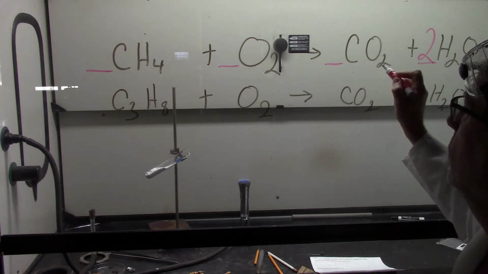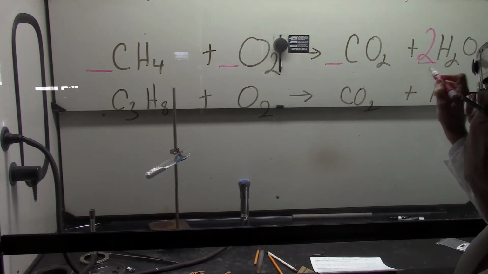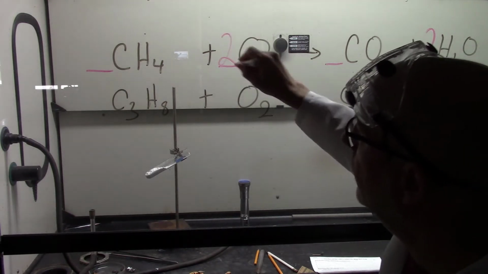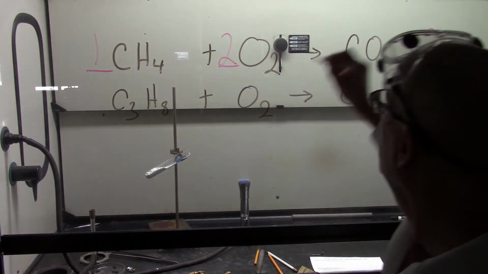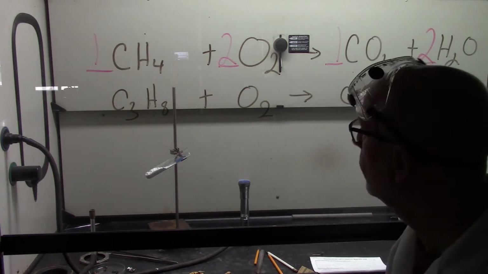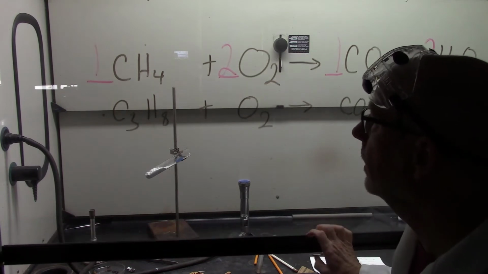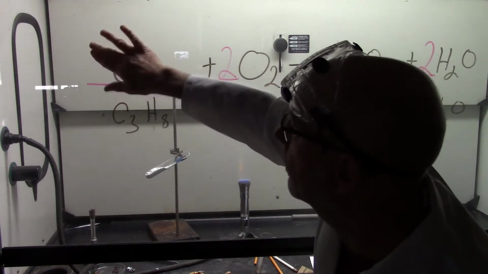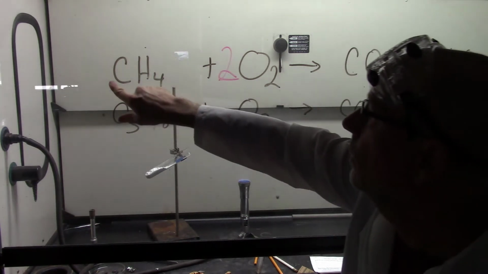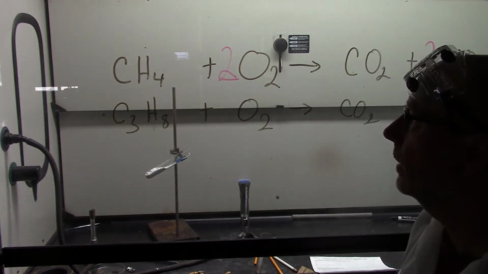CO2 has 2 oxygens. 2 waters have 2 oxygens, so that's 4. So we need a 2 here. We now have a 1 to 2 to 1 to 2 ratio. Actually, that's a mole to mole to mole to mole ratio. Now we don't write ones, so I'm going to get rid of the 1 there, and get rid of the 1 there, even though we know that's what that is.